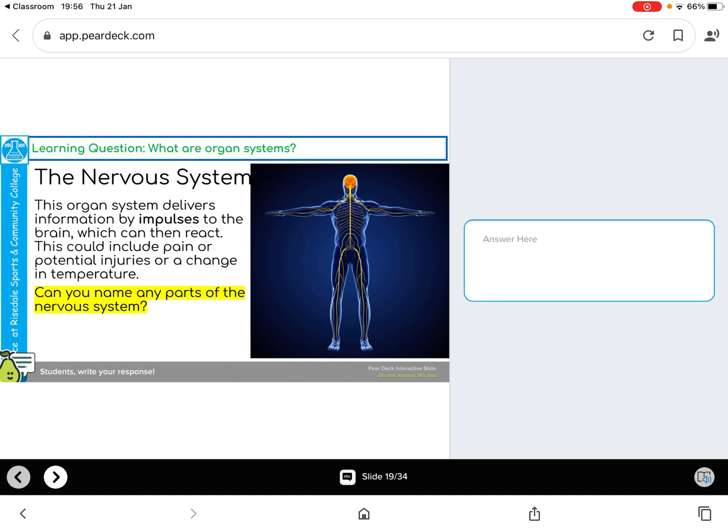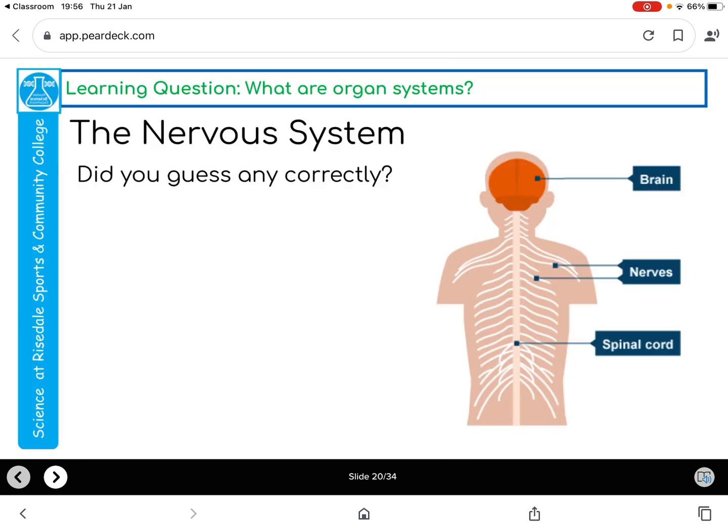Next is the nervous system. This delivers information around the body in the form of impulses, which can be attached to your muscles or glands, and then these cause your body to react to different situations. So if your brain decides it wants to pick up a can of Coke, it sends an impulse to your hand telling the muscles to contract around the can of Coke.